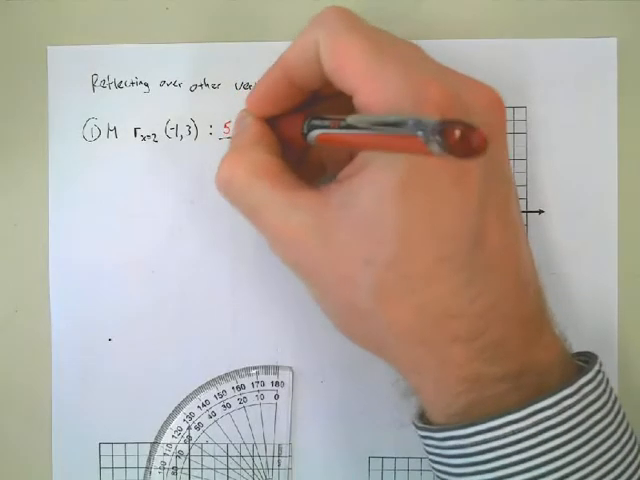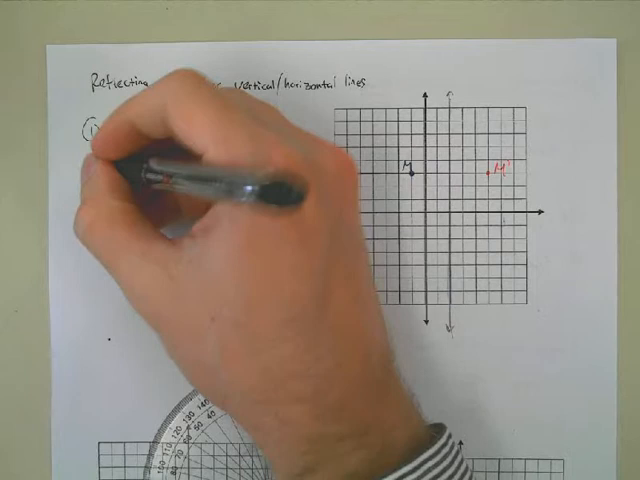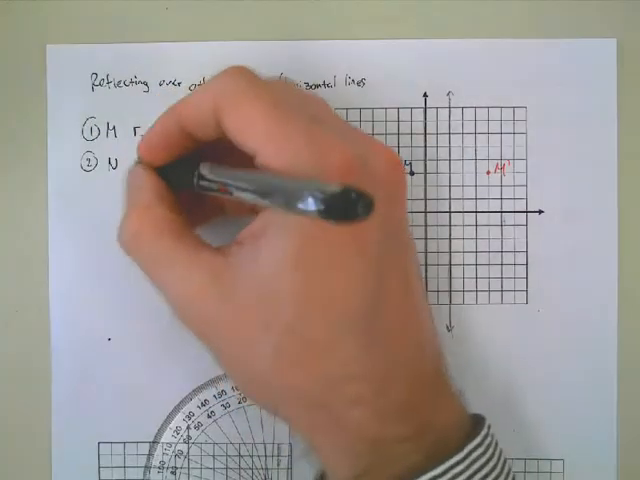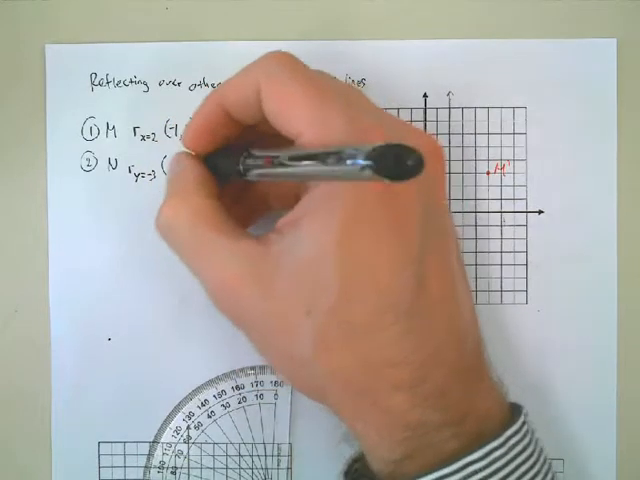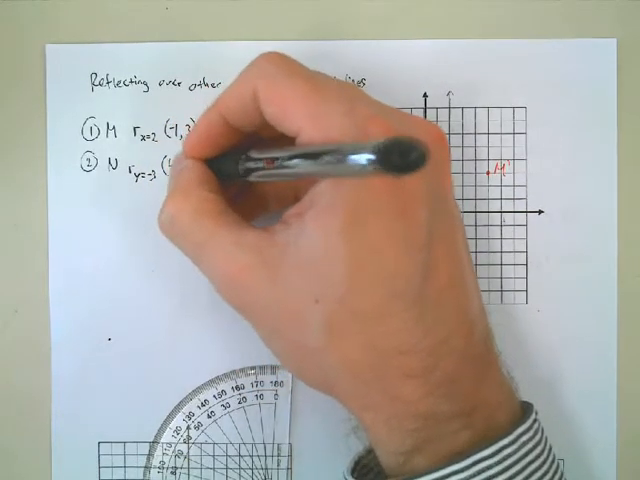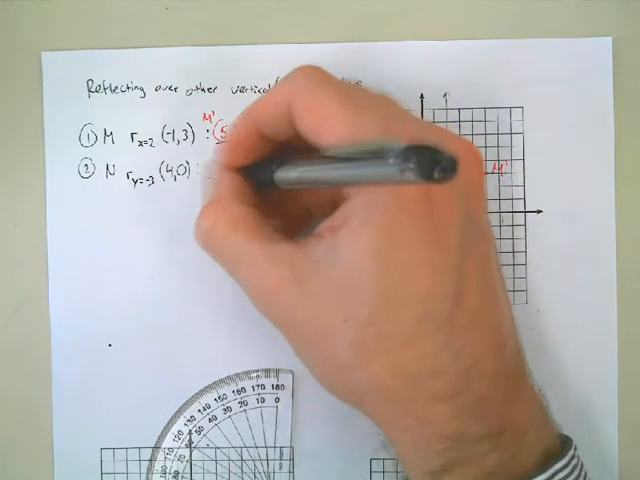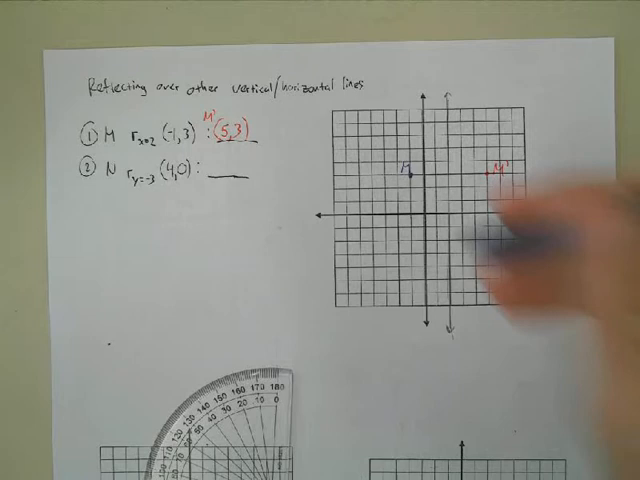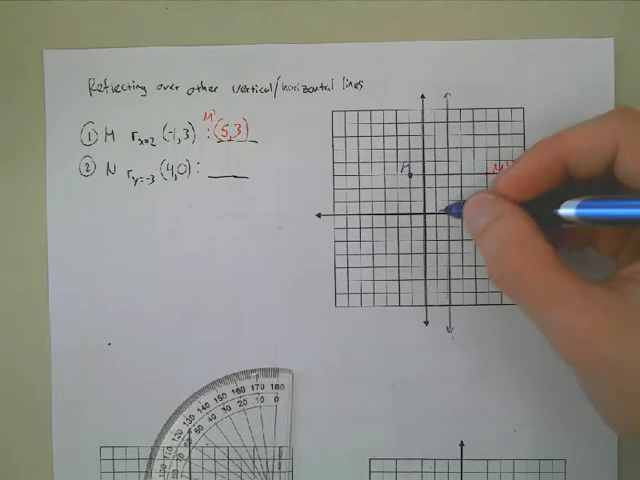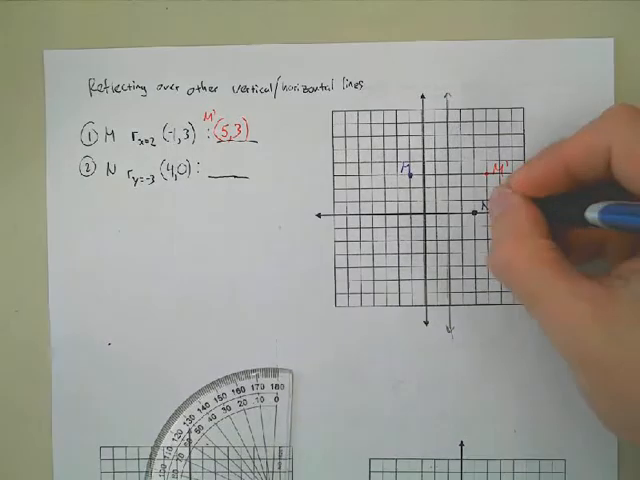All right, let's try another one. Let's do N, and we're going to reflect that over the line y equals negative 3, and we'll give the original point the coordinates 4, 0. Again, we want to come up with N prime. So N has coordinates 4, 0. So 1, 2, 3, 4. And that's N. And we want to reflect that over the line y equals negative 3.